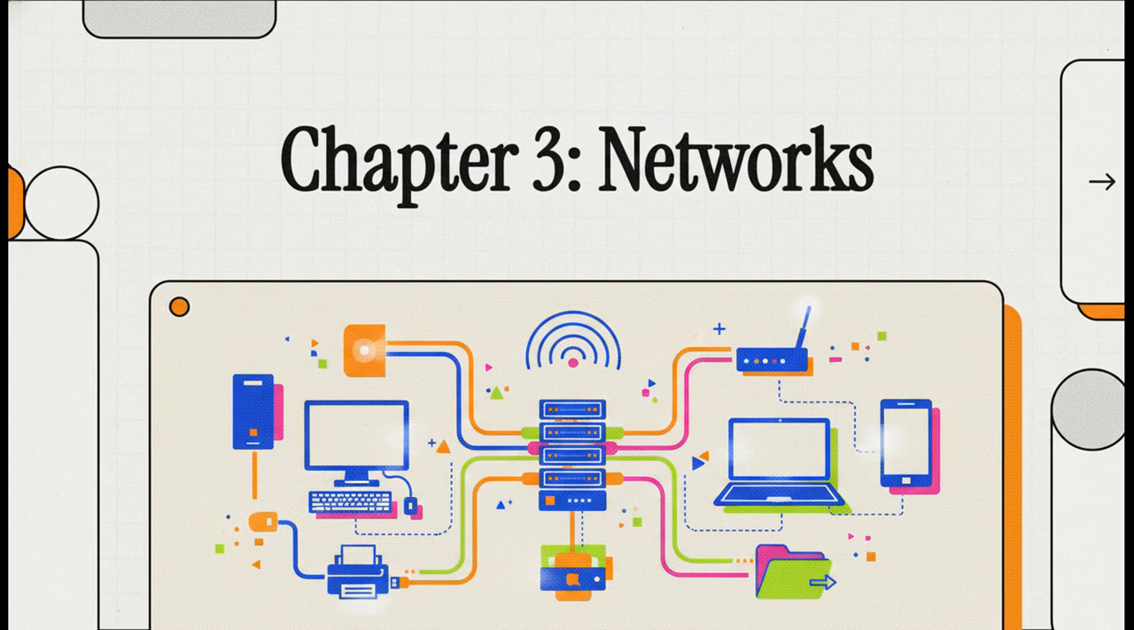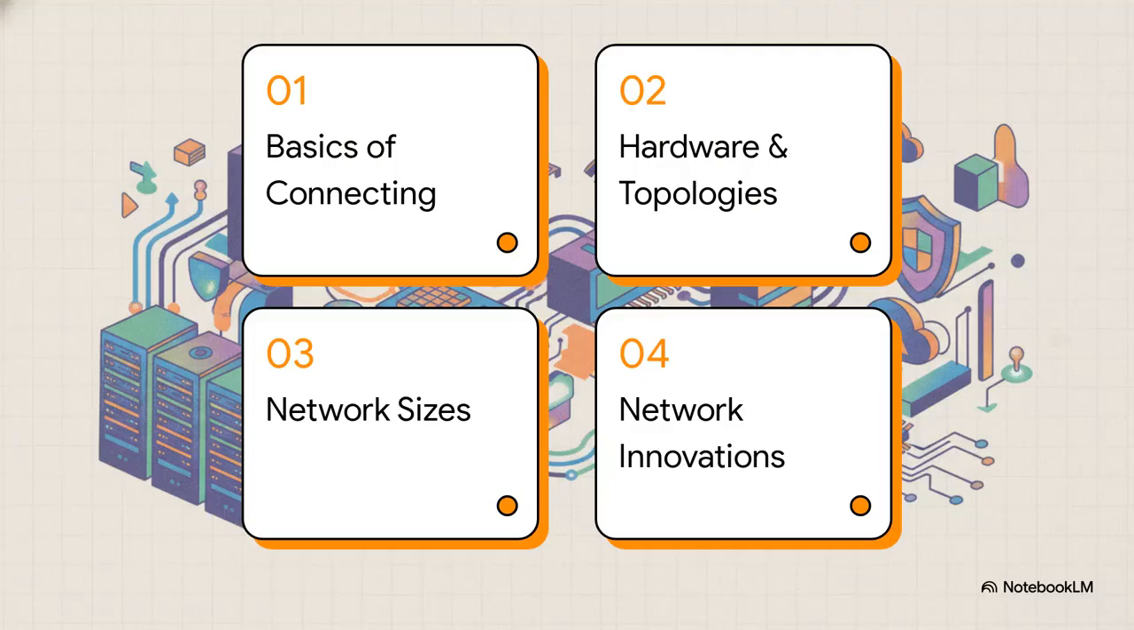Today we're unpacking Chapter 3, all about networks. You know, we all rely on them constantly to share, stream, and communicate, but right now we're going to zoom in on the actual physical hardware and the logical connections that literally make the whole digital world happen. So here's our roadmap for today. First, the basics of connecting. Second, hardware and topologies. Third, scaling up to different network sizes. And finally, some game-changing innovations.